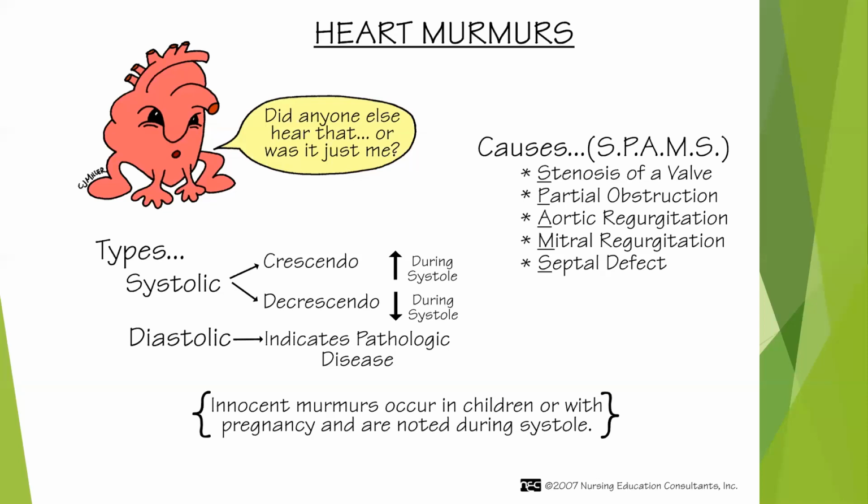The causes of heart murmurs are the acronym of spasms: stenotic valves, a partial obstruction of those valves, regurgitation of aortic or mitral, and a septal defect. We see those septal defects in kids. Systolic and diastolic, need to know when the valves open and close, pushing blood through. Don't worry about crescendo and decrescendo. Too much other stuff to worry about. And then innocent murmurs occur in children or with pregnancy and are noted, documented in their chart during systole.